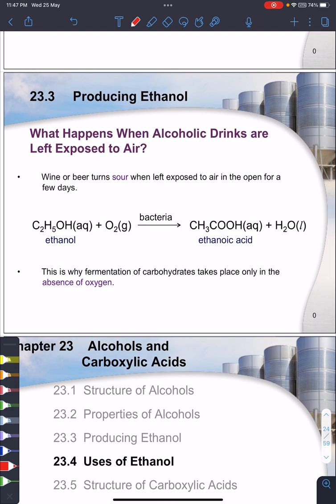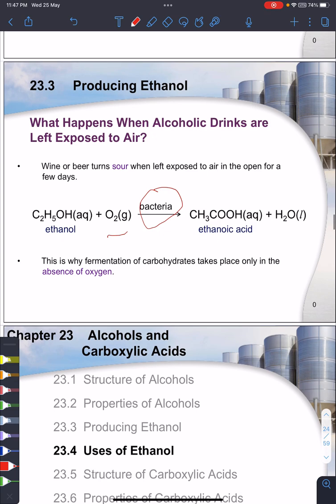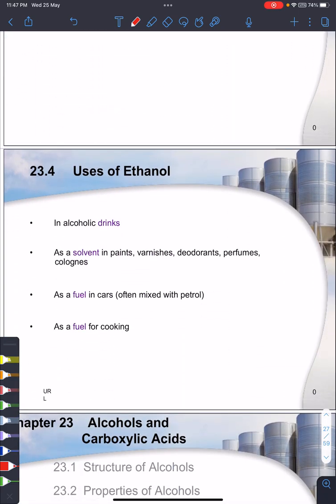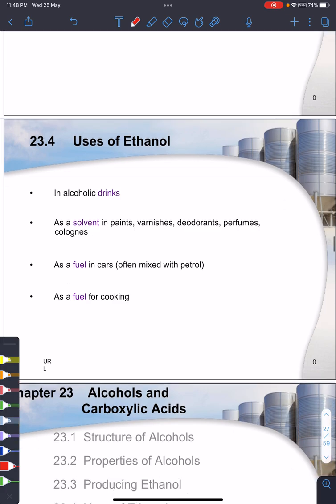So what do we need? We need oxygen, we need bacteria. Interesting. So this is one common way to actually, so it must be absence of oxygen. Okay, uses of ethanol. I think it's pretty straightforward. You can use it in alcoholic drinks, solvents, fuel in cars, fuel in cooking.